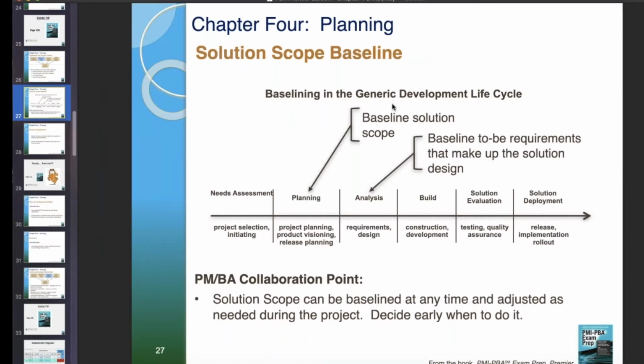Baselining in the generic development lifecycle. When planning, we baseline the solution scope. Analysis, baseline the requirements that make up the solution design. So what's the collaboration between the PM and the analyst? Product scope can be baselined at any time and adjusted as needed during the project. Decide early when to do it.